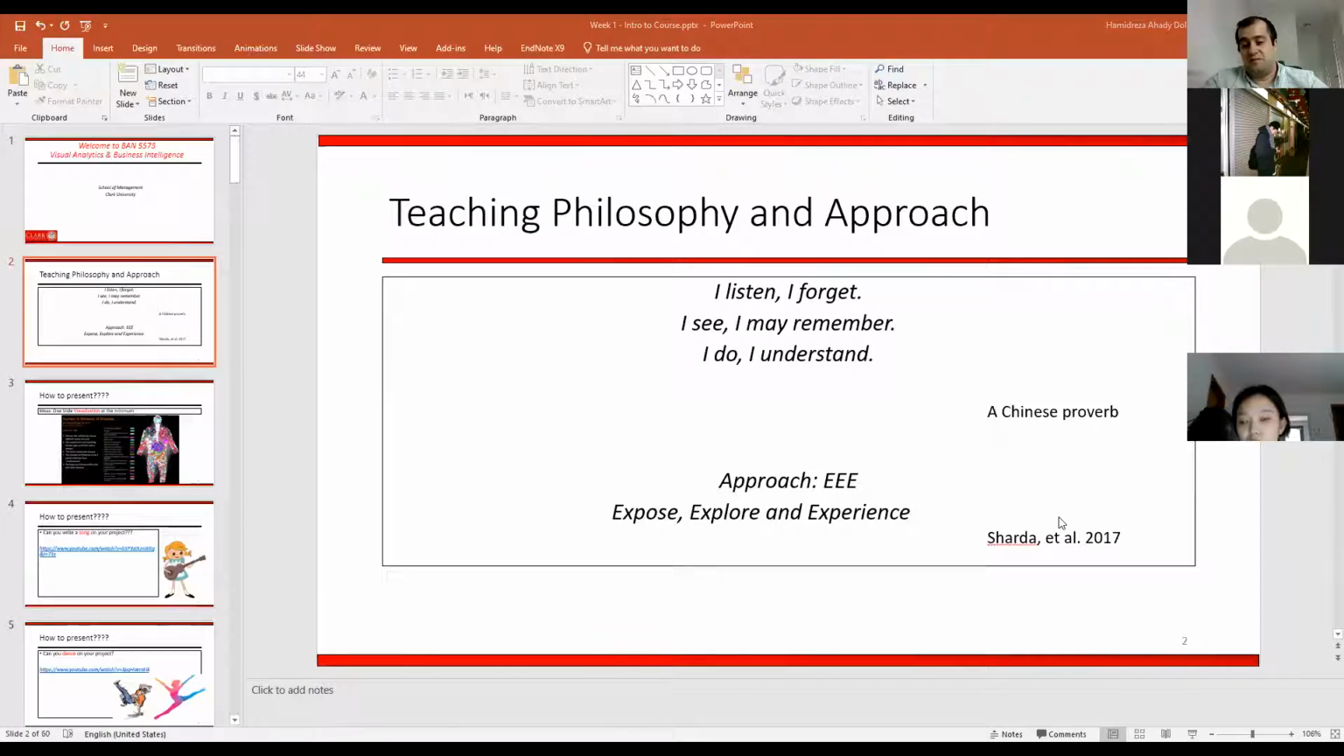So again, look at Dr. Sharda's proverb or quote, he's the author of the book. Expose means expose yourself to the actual problem, explore, and have experience. Similar to that Chinese proverb.